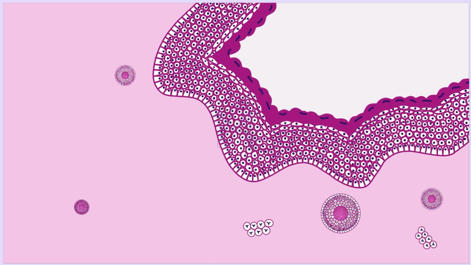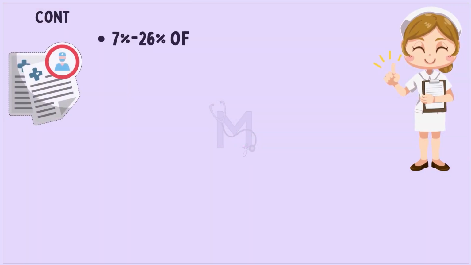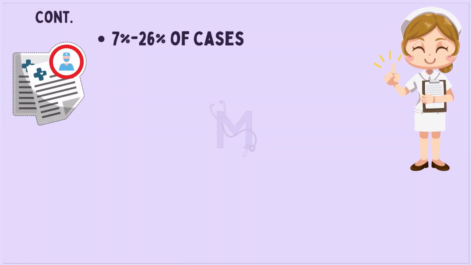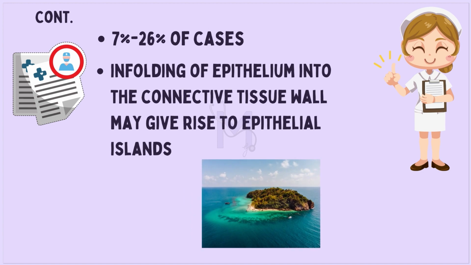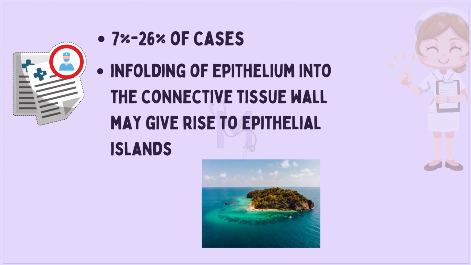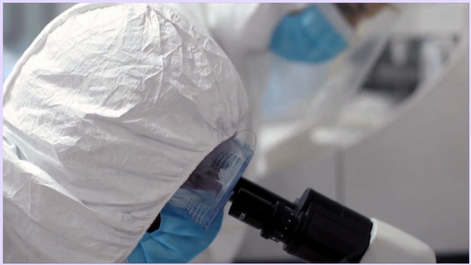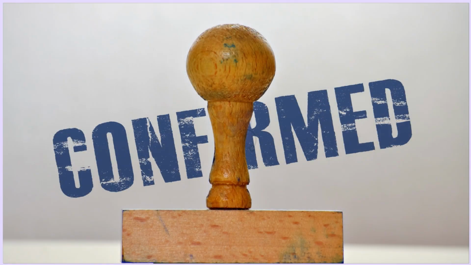Several small satellite or daughter cysts, cords, or islands of odontogenic epithelium may be found in the fibrous wall. They can be seen in 7 to 26% of cases. Infolding of epithelium into the connective tissue wall may give rise to epithelial islands. Upon suspecting presence of an OKC clinically or radiographically, histopathologic examination confirms the diagnosis.